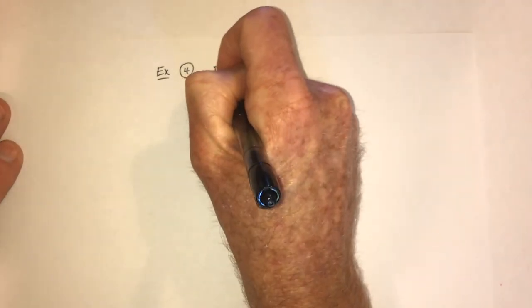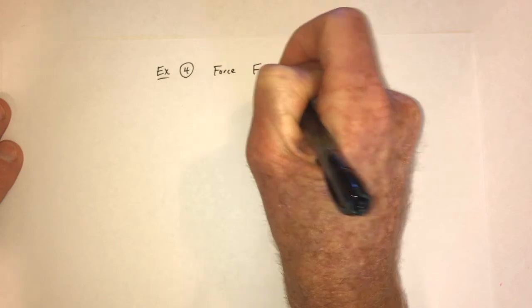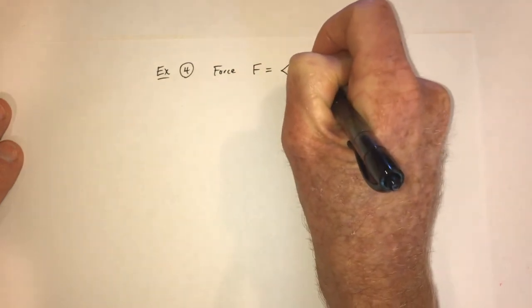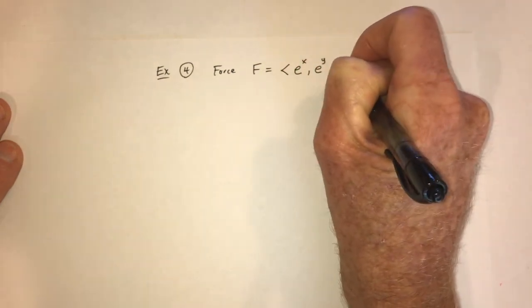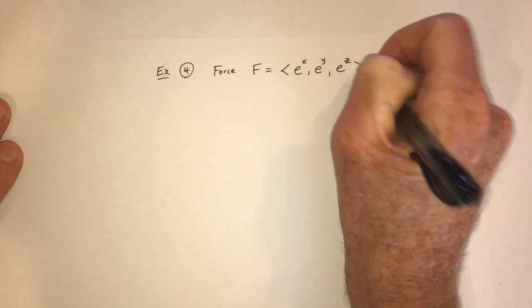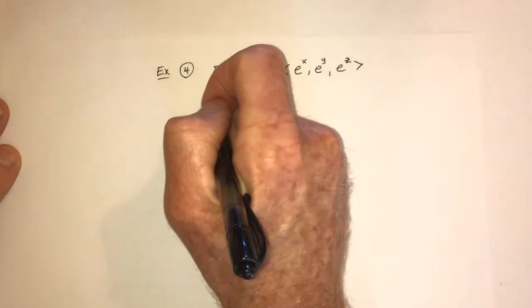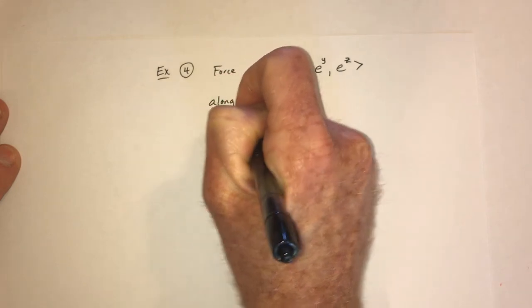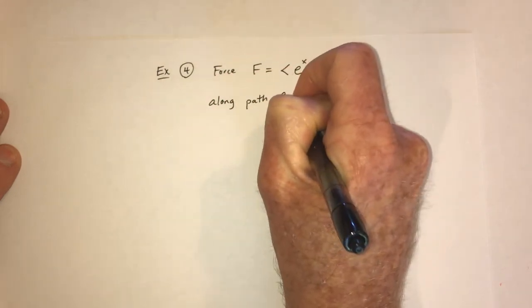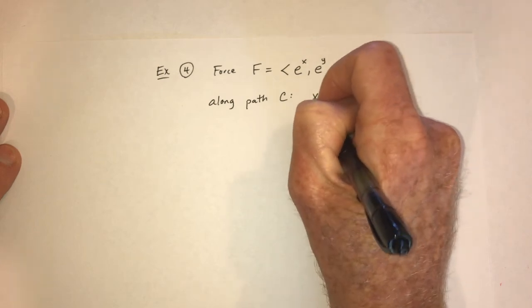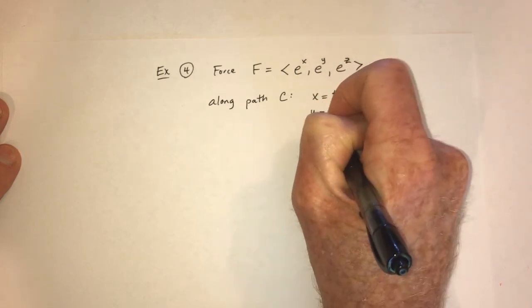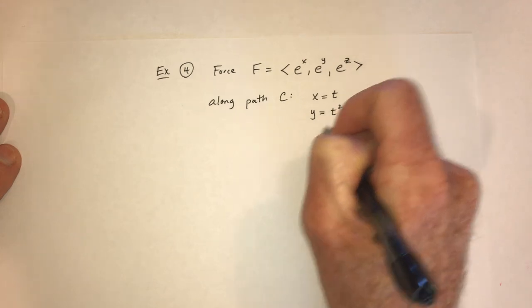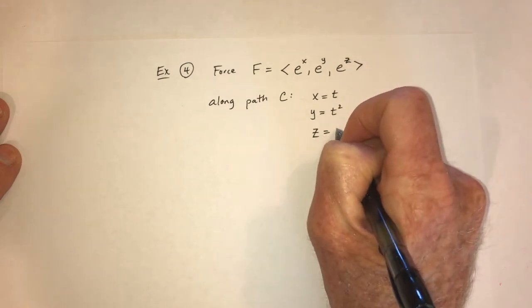So for example number 4. So the force is given by this vector. It's e to the x, e to the y, e to the z. And then it's along this path. So x is equal to t, y is equal to t squared, and z is equal to t cubed.